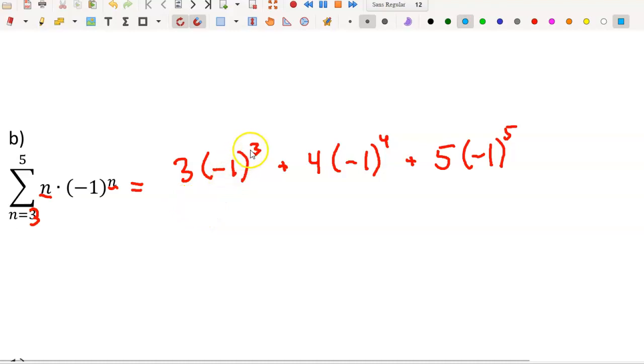So we got -1 to the 3, of course, is -1. Any odd power will keep it negative, right? So these will keep it -1. The even power will make it a +1, so we end up with a -3, a +4, yeah, and a -5. Which, of course, equals, let's see here, 1 minus 5, which is -4. There we go.